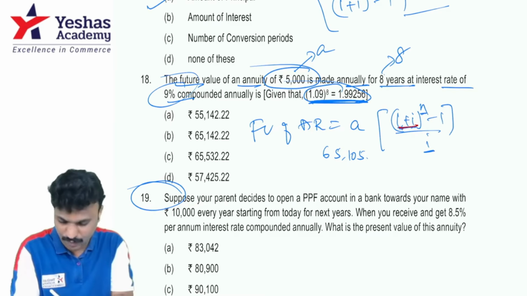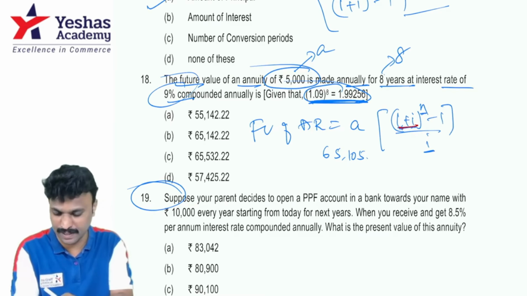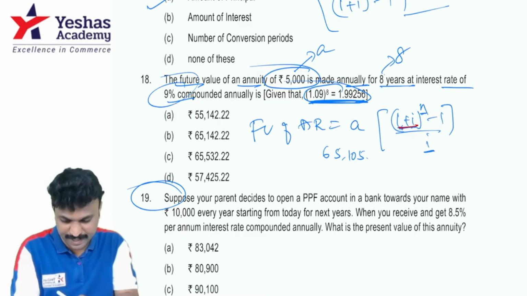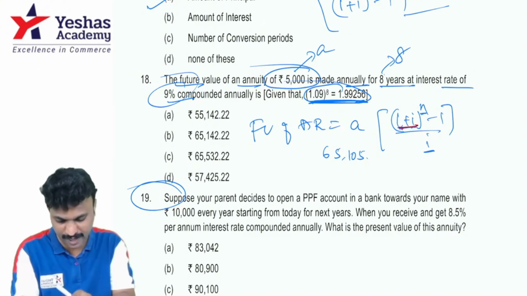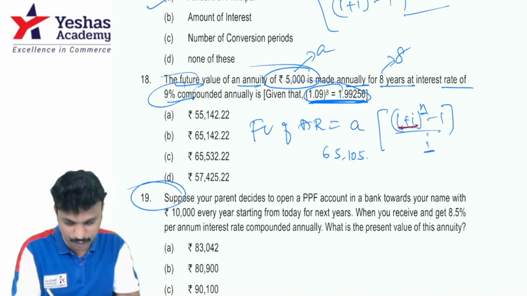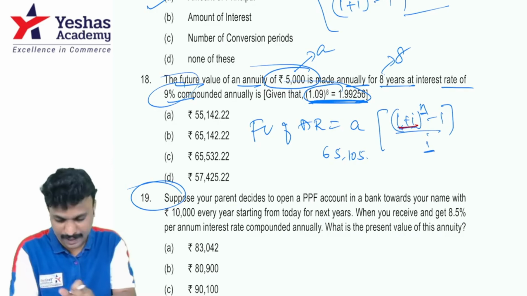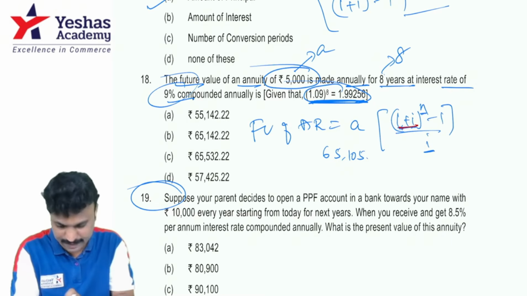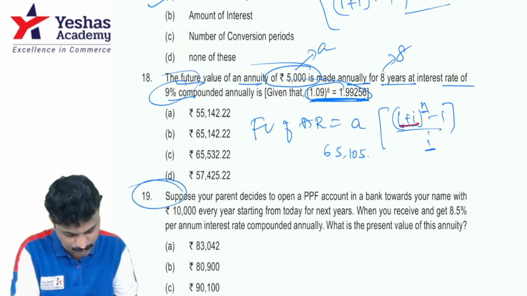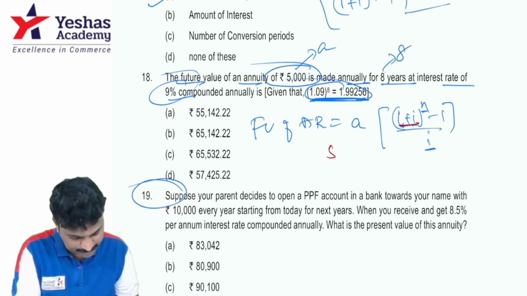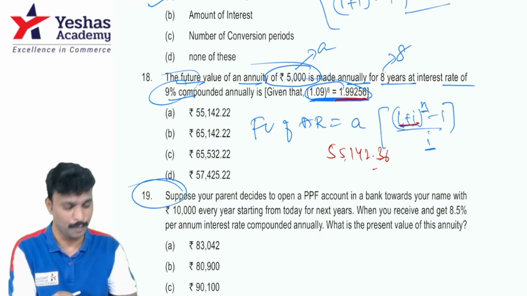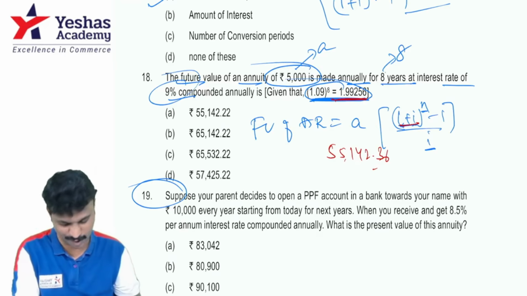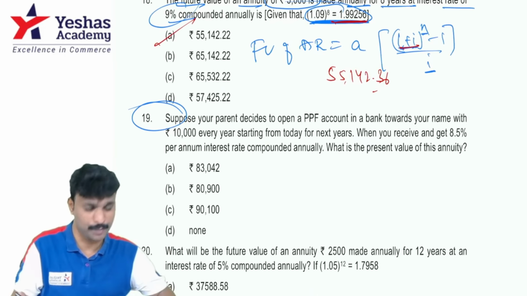Guys, 1 plus I is 1 plus 9%. Press into, how many times equal to? 7 times. 1, 2, 3, 4, 5, 6, 7. So 1.99256 minus 1 divided by 9% into A. What is my A actually? A is 5,000. That fetches me 55,142.36. Here the value is given correctly, but don't depend too much on the given value. You can always cross check, right? It will not take much time for you. So option A is the right answer.